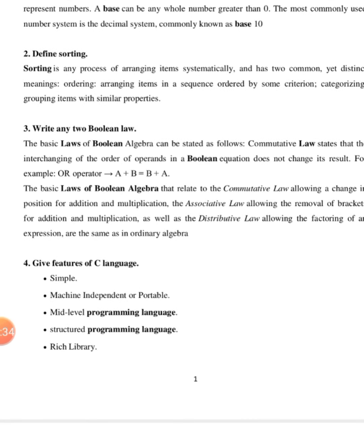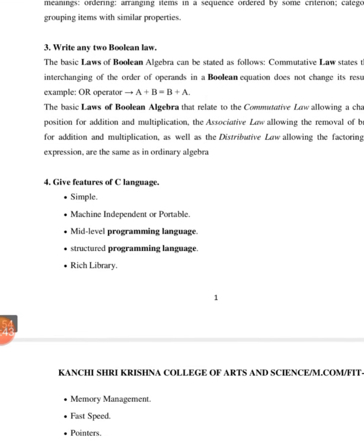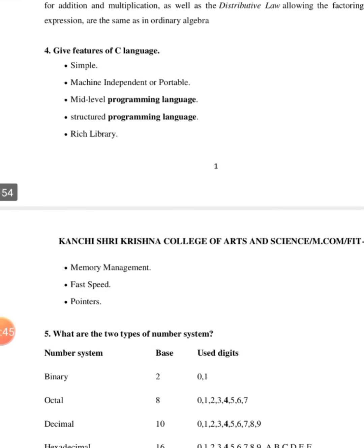Fourth question is give features of C language. Simple, machine independent or portable, mid-level programming language, structured programming language, rich library, memory management, fast speed, pointers.